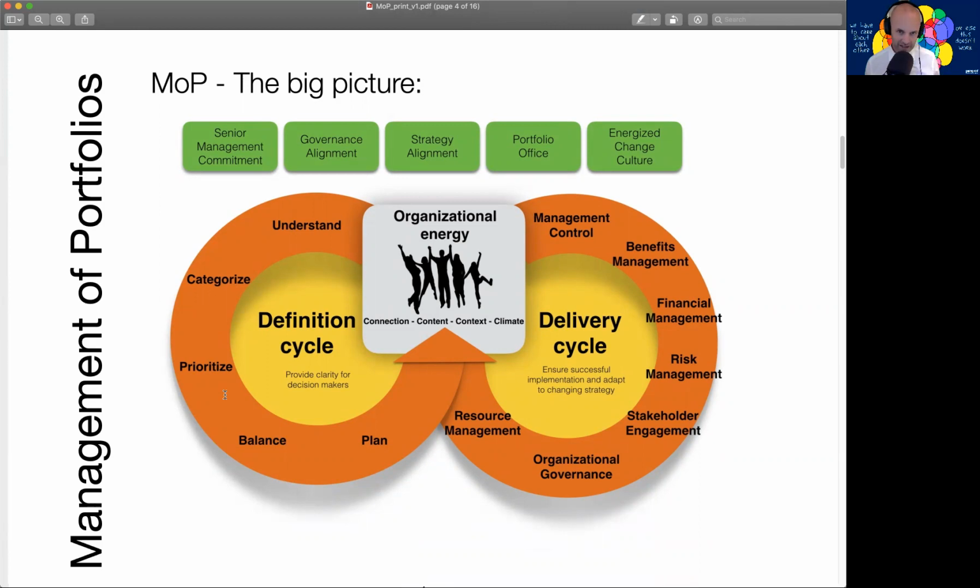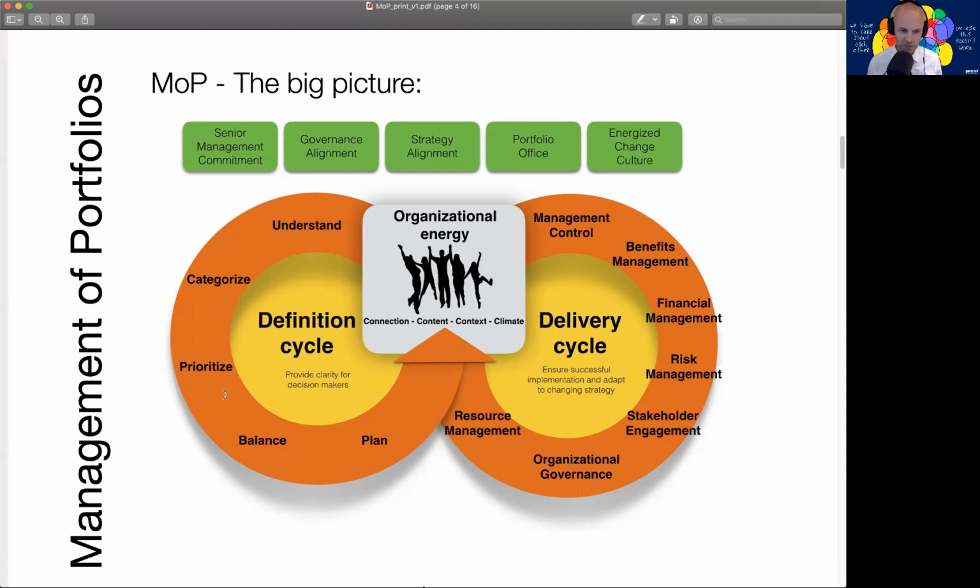So there are 2 cycles: the definition cycle and the delivery cycle. The definition cycle is sequential. First, we understand what's in the portfolio and what might come into the portfolio in the period ahead. Then we categorize projects and programs to make it simpler to see the makeup of the portfolio. Then we prioritize based on criteria that we have from some form of management board. After we prioritize, we're going to balance on different factors.